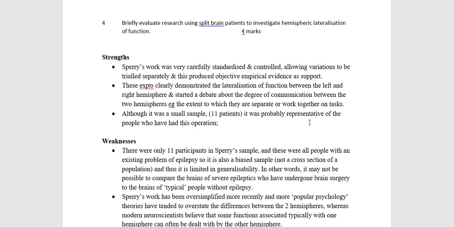You could also say that it was a small sample, only 11 patients initially, but it was probably representative of the people who've had that operation. So you don't need all of those. Maybe one of those developed, and another weakness developed, or possibly getting in 2 of each. That would be absolutely plenty.